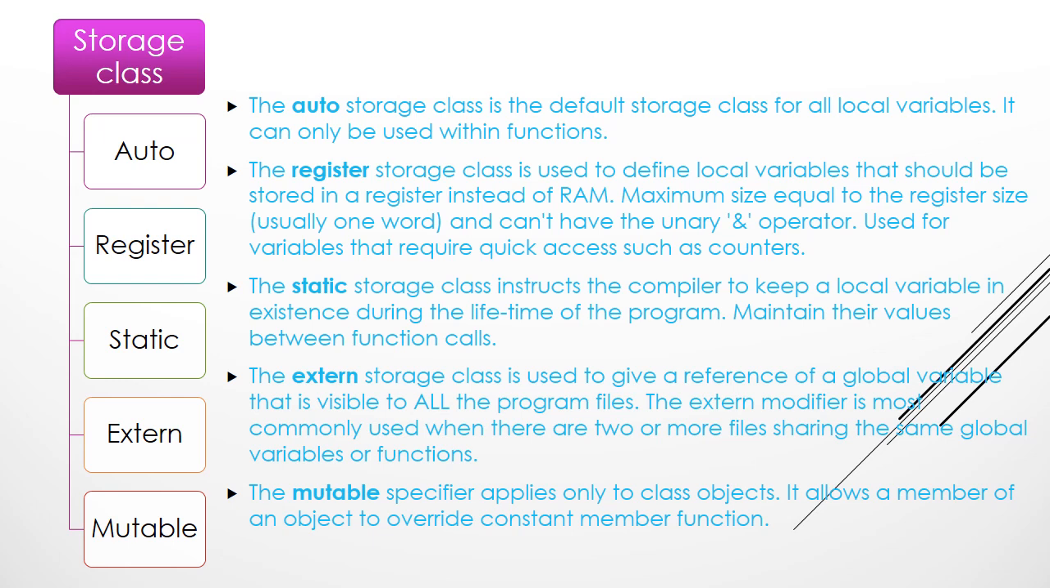So what are the storage classes? There are auto storage classes, that is the storage class which is automatically used. There are register storage classes used for quick access. There are static storage classes when we ask the compiler to save that memory location for that particular variable only. There are extern storage classes, that is when my global variable is shared between two or more files. And there are mutable storage classes which are used in class objects when we have to override a constant variable.